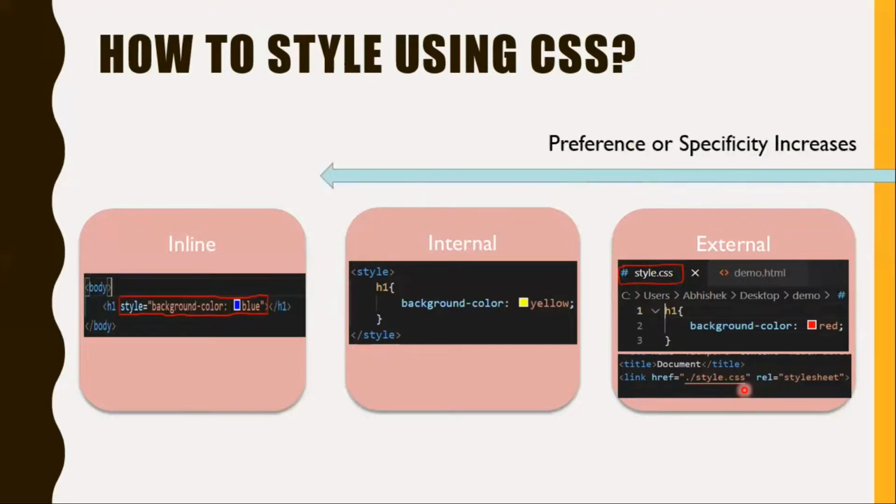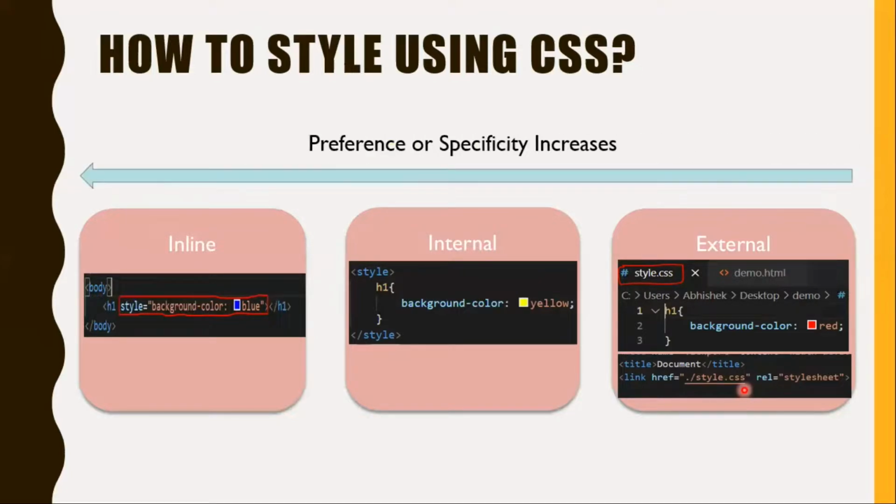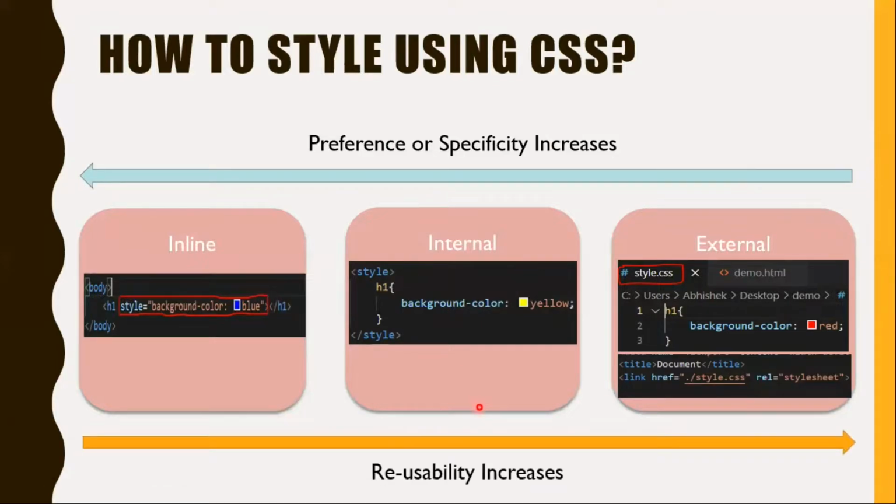Now inline styles have more priority or precedence compared to internal styles and external styles, whereas external styles have more code reusability compared to internal and inline styles. Because yes, you can use the same style sheet in 10 HTML files. You can just keep on importing them or referencing them in the 10 different HTML pages, and you can reuse your code at the maximum when you are using external styles. But on the other hand, internal and inline styles have very little code reusability.